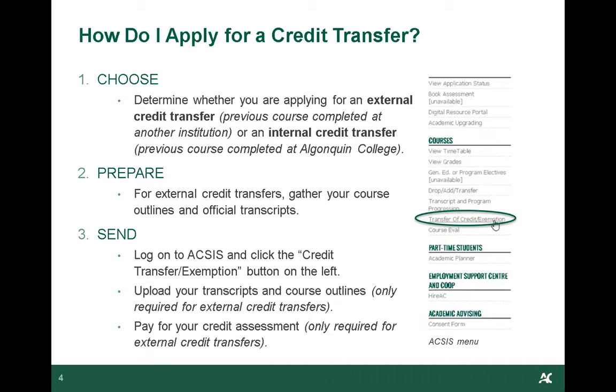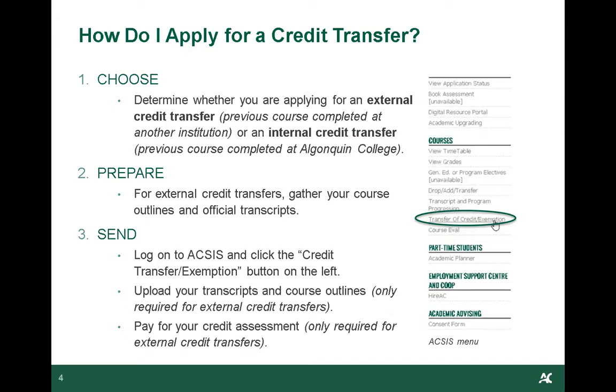And then next, as we discussed before, you'll prepare your credit transfer documents. For an external credit transfer, you would need a PDF copy of your transcript and a PDF copy of the course outline from the other school that you attended. And if you're applying for an internal credit transfer, you won't need either of these documents because Algonquin would already have them on file.